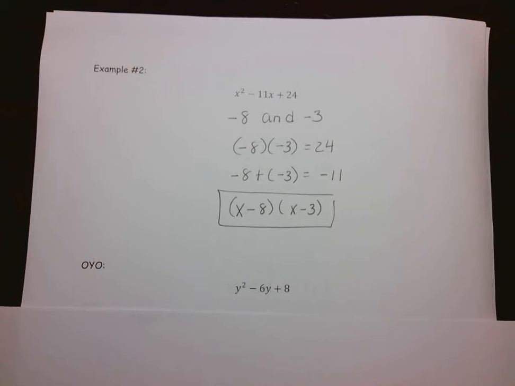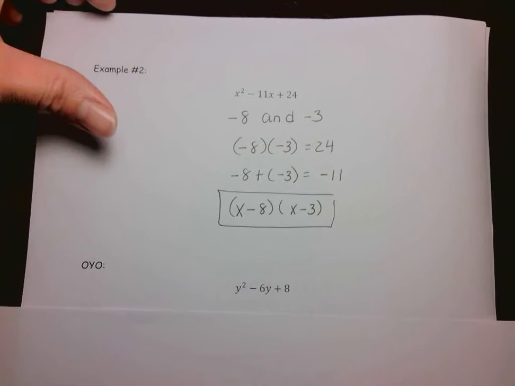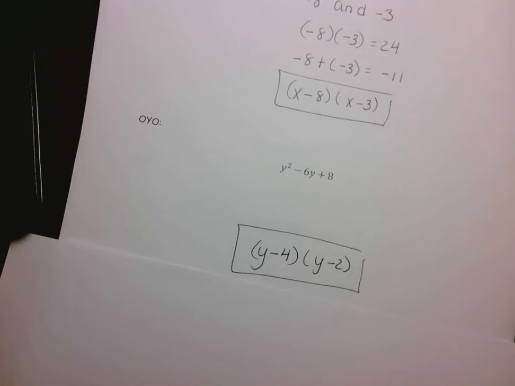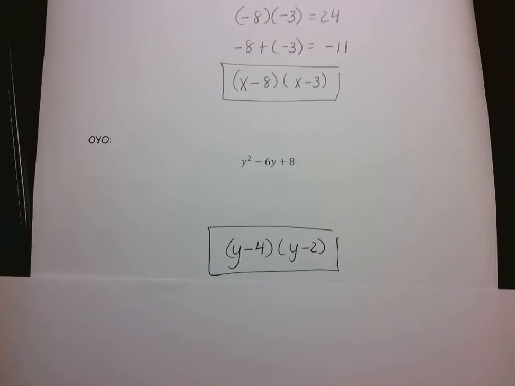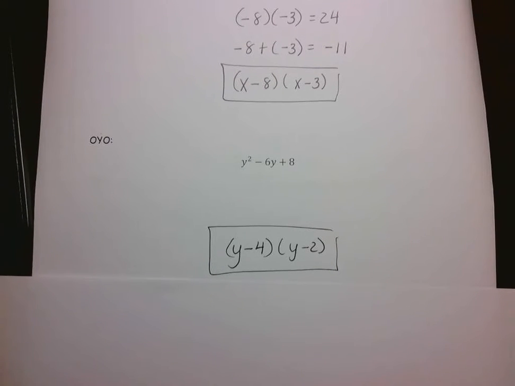So go ahead and hit pause and work out this one on your own, and find the factors of positive 8 that add up to negative 6. And the answer is y minus 4 times y minus 2.